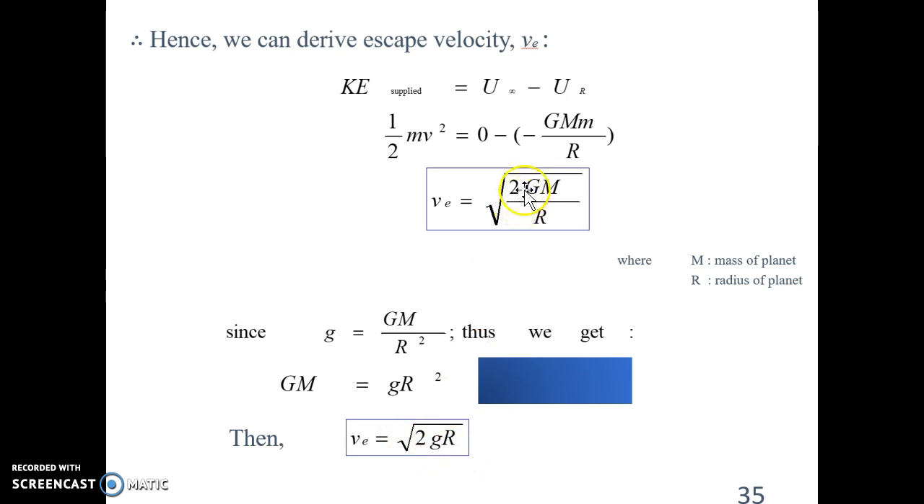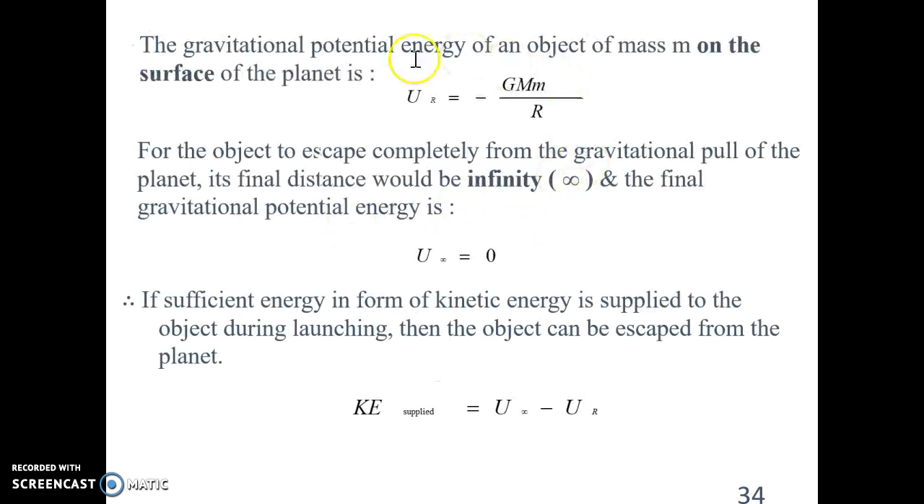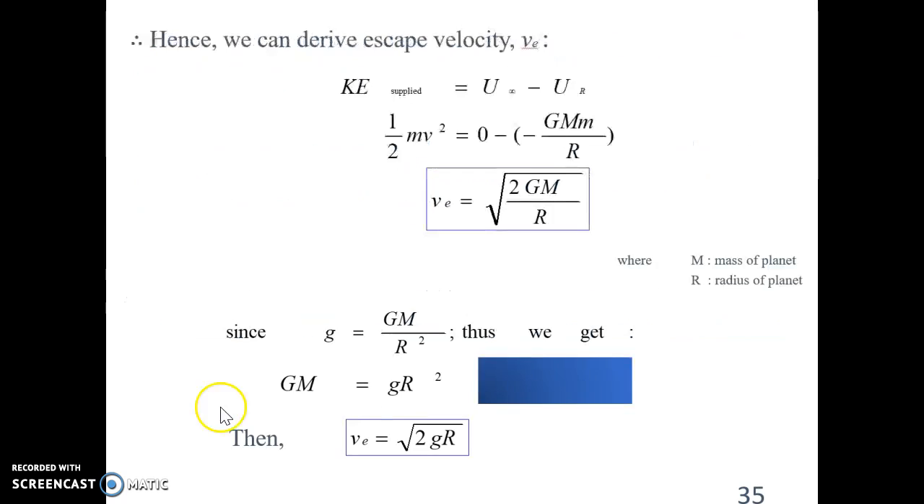In conclusion, you have two possible equations for escape velocity that you can use, and for your syllabus you have to know how to derive it. The derivation starts from kinetic energy equal to the change in potential energy, final minus initial, where final is 0 and initial is negative GMm over r. Then you proceed with rearranging the equation, and finally you get this equation.